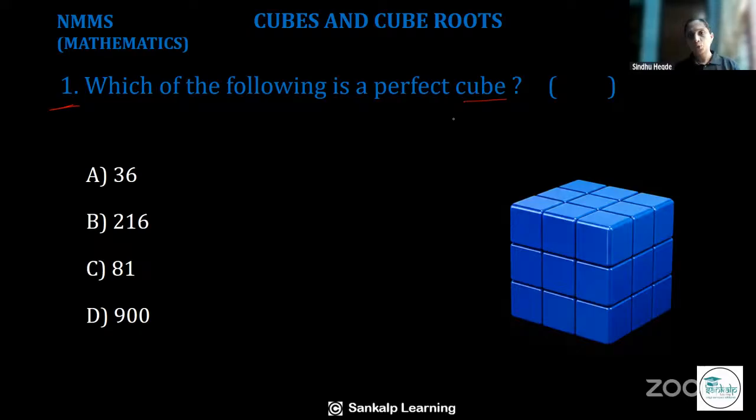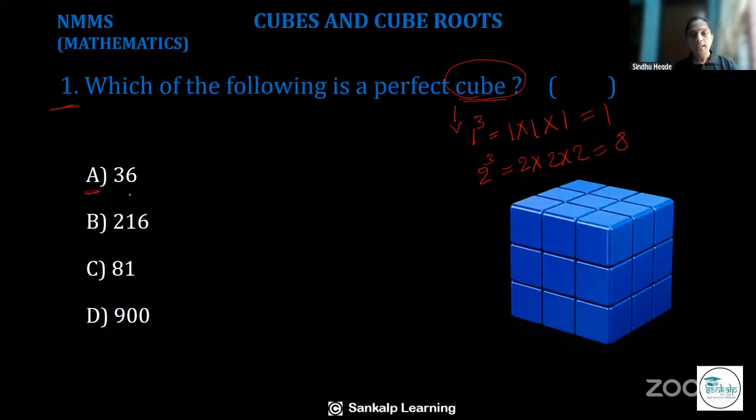For example, cube is nothing but we have to multiply the numbers 3 times. One cube is nothing but 1 into 1 into 1. It is 1 only, like this. For example, 2 cube, 2 into 2 into 2 is equal to 2 2s are 4, 4 2s are 8. These all are the cube. Here, which of the following is a perfect cube? So, 4 numbers are given. Let us check the numbers one by one.